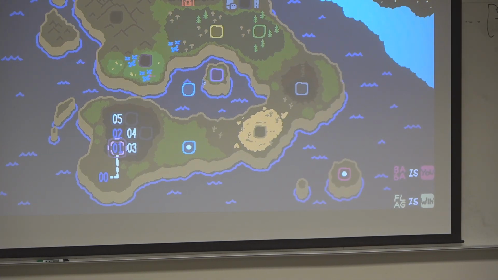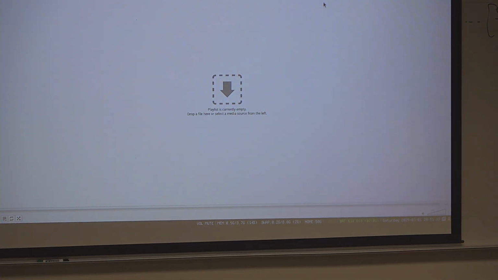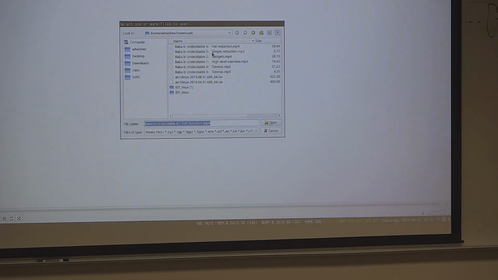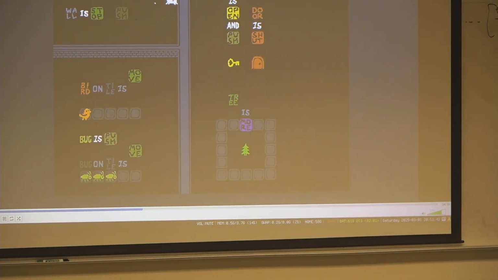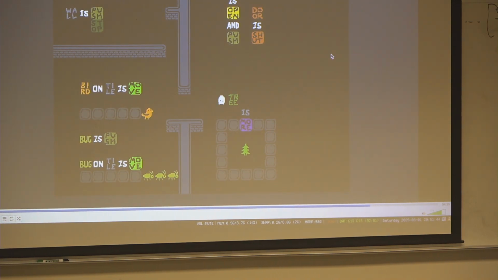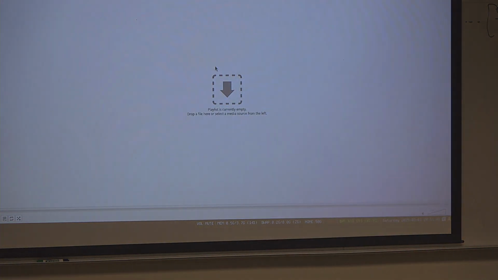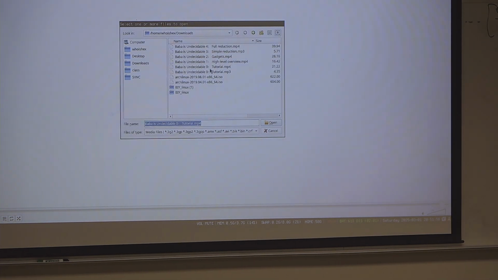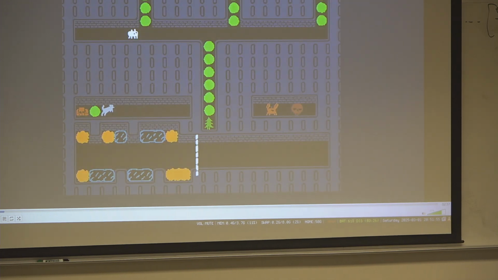The reason I'm showing you Baba Is You is because, in fact, Baba Is You is undecidable. Given an arbitrary Baba Is You level, it is unsolvable to determine whether or not it has a solution. So there was this paper, 2019 I think, that proved this. It was kind of cute. And what they did is a reduction basically from PCP.